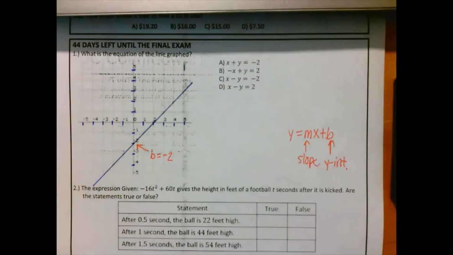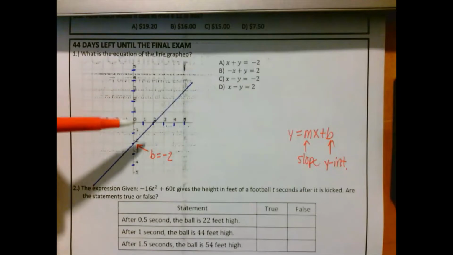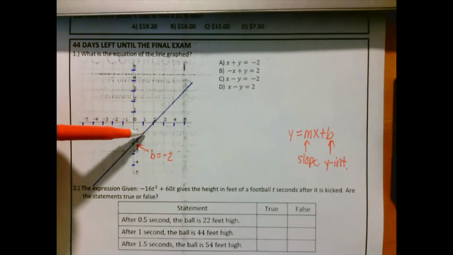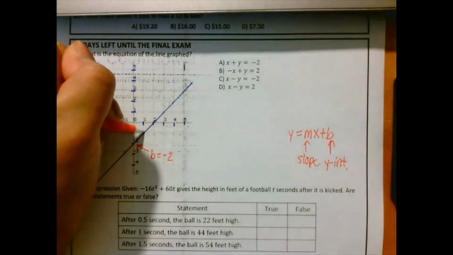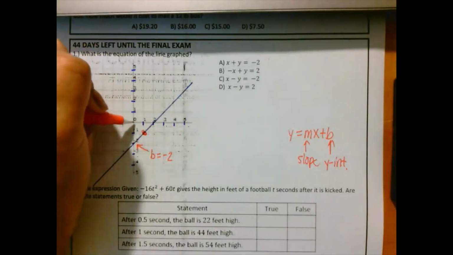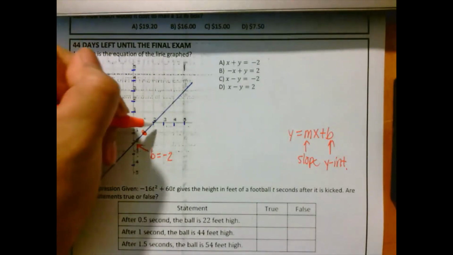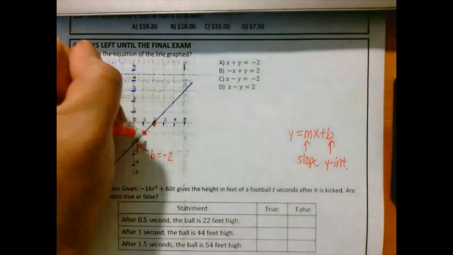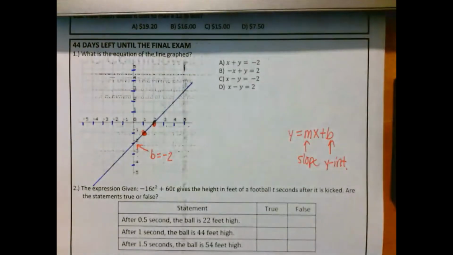To find the slope, I just need to pick two easily recognizable or distinct points on this graph. I don't want to choose like this because I don't know how exact I'd be. I want to pick something in the corner. So I'm going to pick this point because that is (1, -1). And I'm going to pick this point because it is (2, 0). They're very easy coordinates to find.